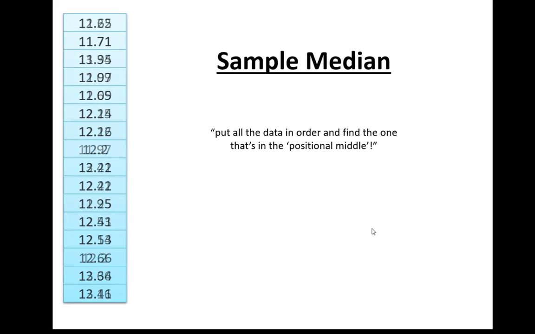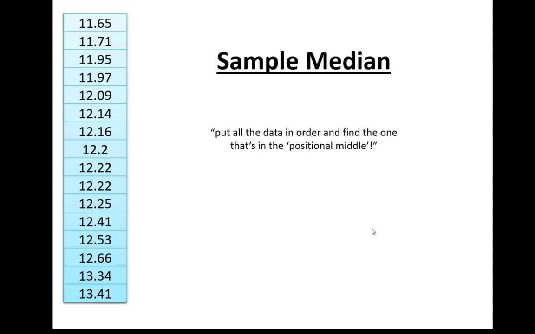Well, I'm going to start by putting the data in order. So there is the exact same data, but it's laid out in an ascending format. The least number of miles I traveled on those errand commutes was 11.65. The most was 13.41, and they're in order going up.